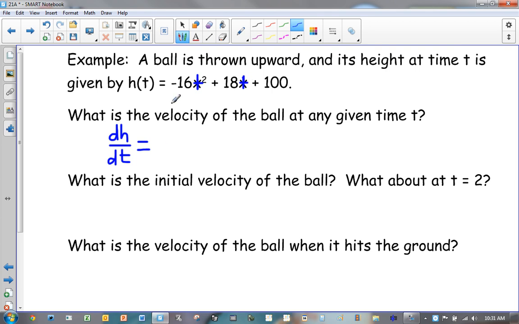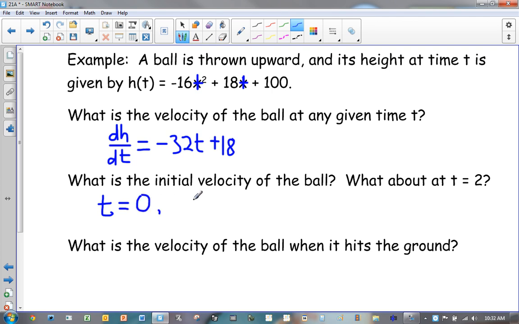So the derivative of negative 16t squared is negative 32t plus 18. And then the derivative of 100 is nothing, so I don't need that. What is the initial velocity of the ball? Well, if that's my derivative, it's also the velocity function. Then I just need to figure out what the velocity is to begin with. That's what initial means. That means when time starts, which is at t equals 0.